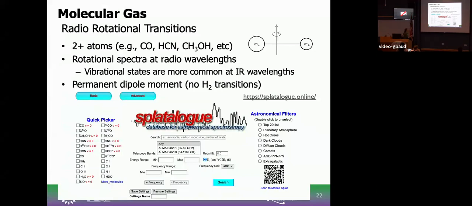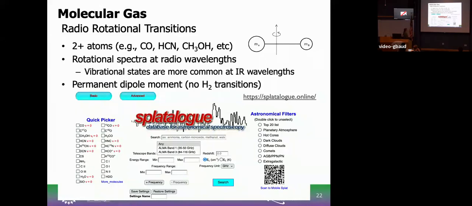So let's say, for example, this is CO. And so what you're doing is you're getting this rotation about your axis. And that rotation we can observe at radio wavelengths. Typically, you can't have vibrational states, and that's basically where the distance between your 2 atoms can vibrate or change. But that's more common to observe at infrared wavelengths. So for the purposes here, I'm going to be mainly talking about this rotational type of spectra.